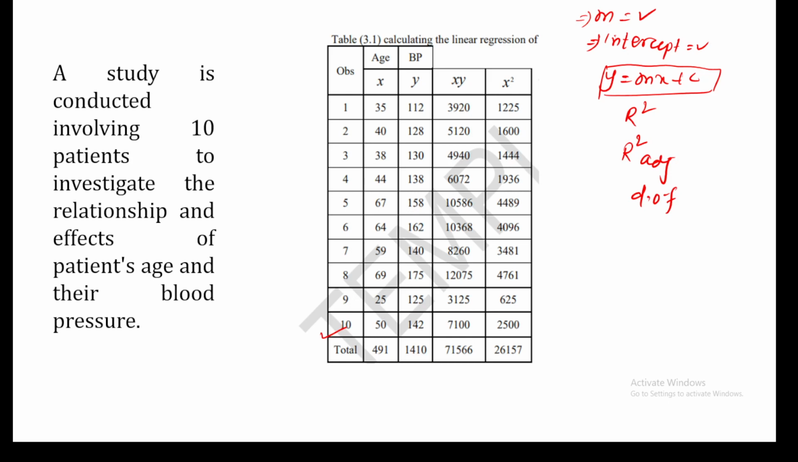This is only the x and y values. This one I have taken in the printout. It's just a multiplication: 35 into 112 will get 3920. So it's already calculated. Now you can go ahead, either use the formula we used in the last question with x bar, or use this formula. Whatever you are comfortable with, you can use that formula.